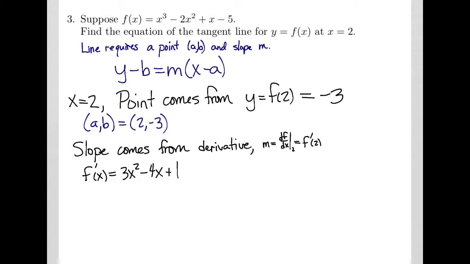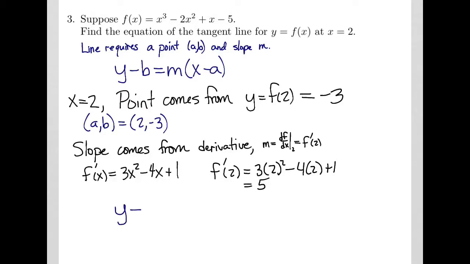And so when I plug in my x equals 2, f prime of 2 will be 3 times 2 squared, minus 4 times 2 plus 1, for a value of, let's see, 12 minus 8 is 4 plus 1 is 5. So my slope is 5, which allows me to write down the equation of my tangent line.